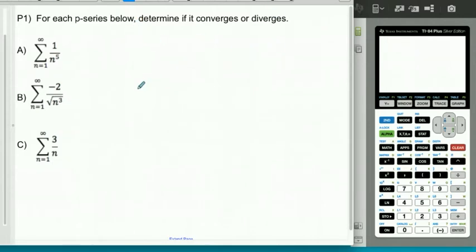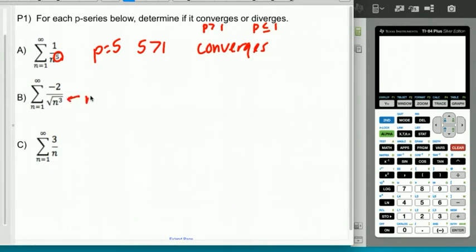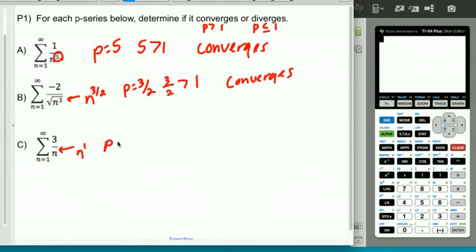All right. Same thing. Give P1 a try. So again, you're only really looking at P. The P is 5. 5 is greater than 1, so this thing converges. And again, it's a good idea to have in your brain that this is what happens with convergence and divergence. Now, this one is actually an n to the 3/2, meaning that P is 3/2. Well, 3/2 is greater than 1, so this thing also converges. And then this one, this is actually an n to the 1st. So P is 1. 1 is less than or equal to 1, which means this thing diverges. And we're actually going to talk about this series in just a sec, the 3 over n, or just a 1 over n in general, because that's important.